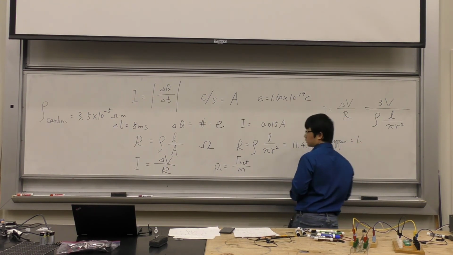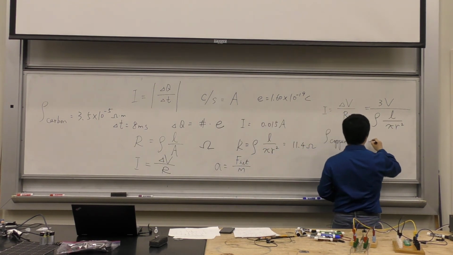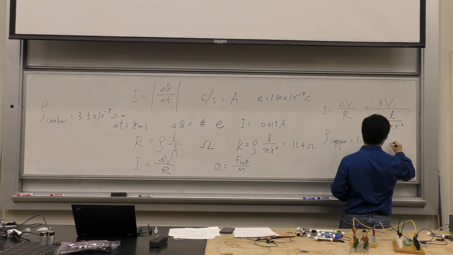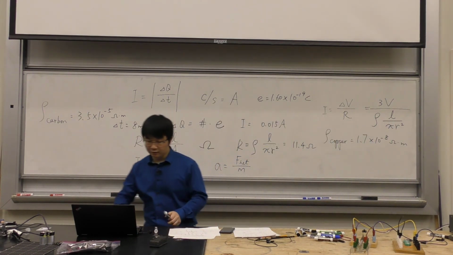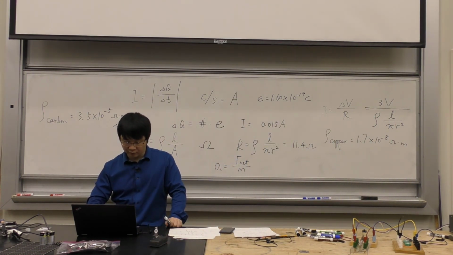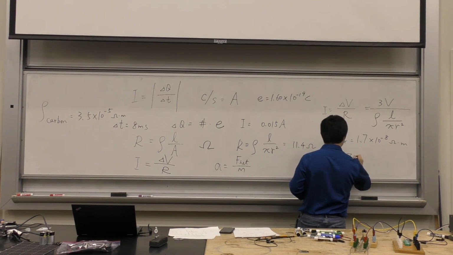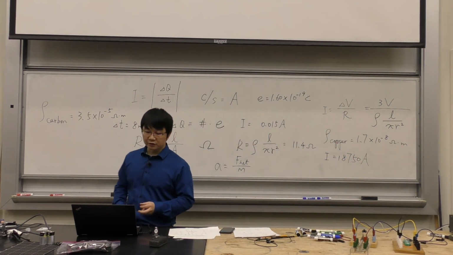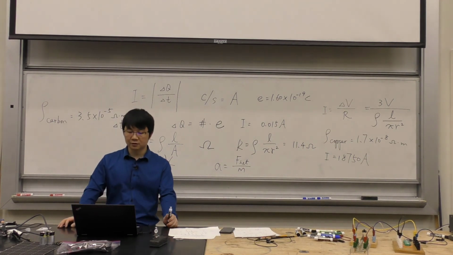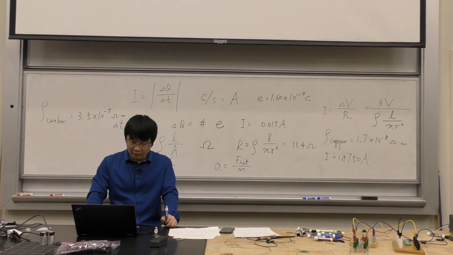It's 1.7 times 10 to the negative 8 ohm meters. So use your calculator, put these numbers in very carefully, find the current for me. The number I found is 18750 amps. This is a ridiculous current, right? If you have this current in the circuit, it's going to damage everything. Everything is going to be gone.